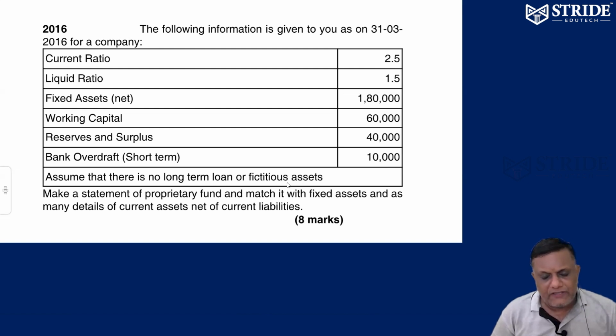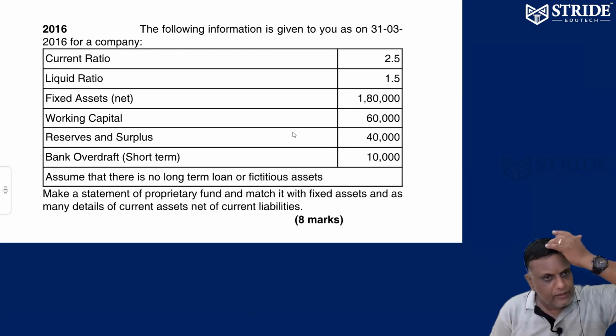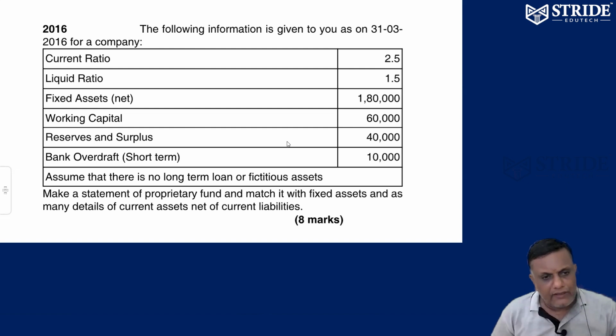There are no miscellaneous expenses, no preliminary expenses, no long term loan, and no incorporation expenses unwritten off. Nothing is available. Only share capital and reserve and surplus, which are part of net worth. So that item is not available on the asset side.